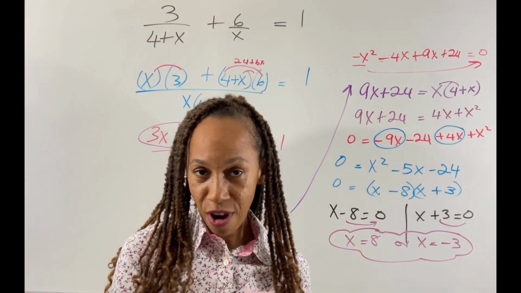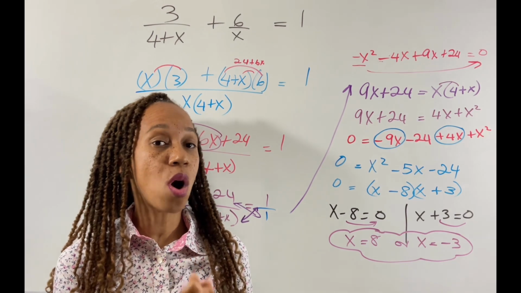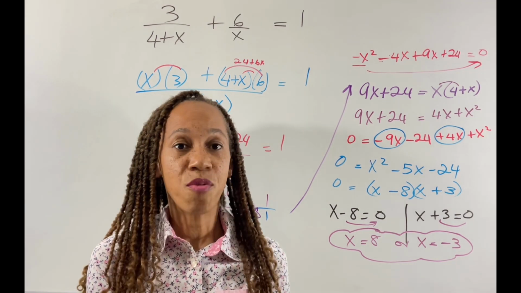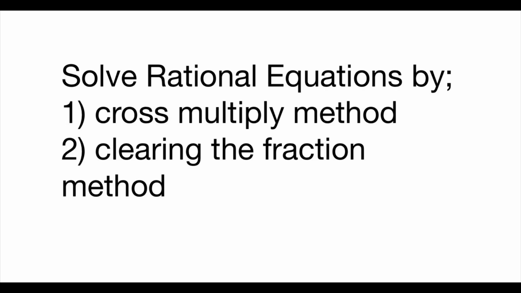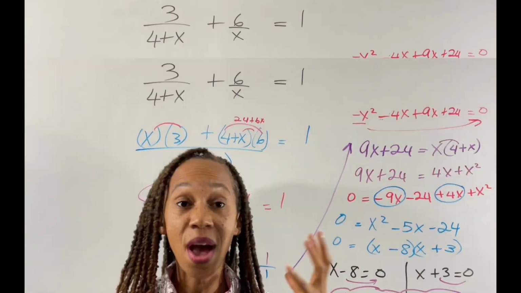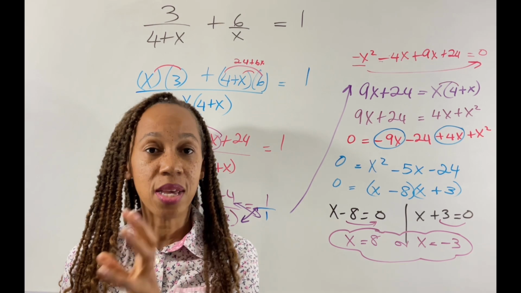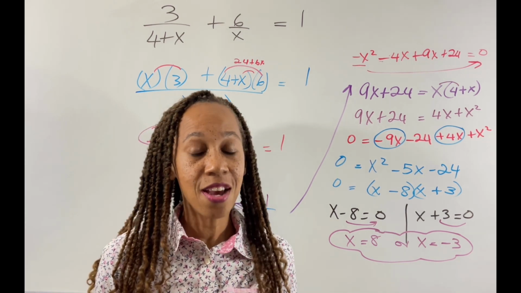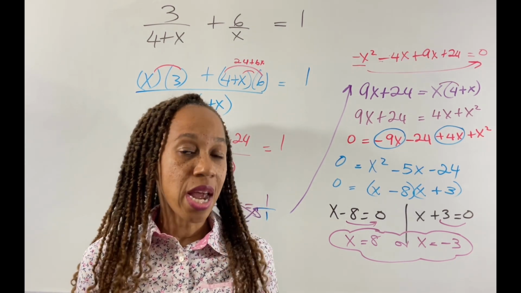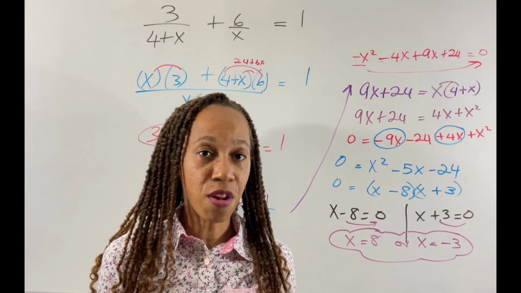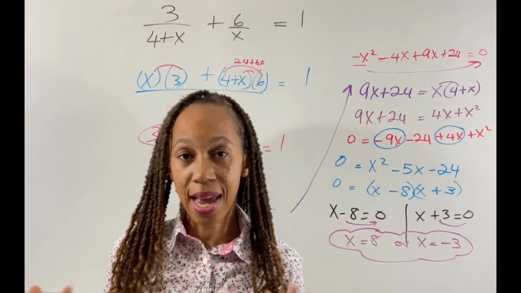Now that you know how to solve rational equations, you will use one of two methods. Remember, if it is already set up as a proportion, one expression equal to the other, then you can go ahead and cross multiply. If you have a fraction plus a fraction, or a fraction minus a fraction, equal to a fraction, then you can use the clearing of the fraction method to solve for your variable and get your answer.